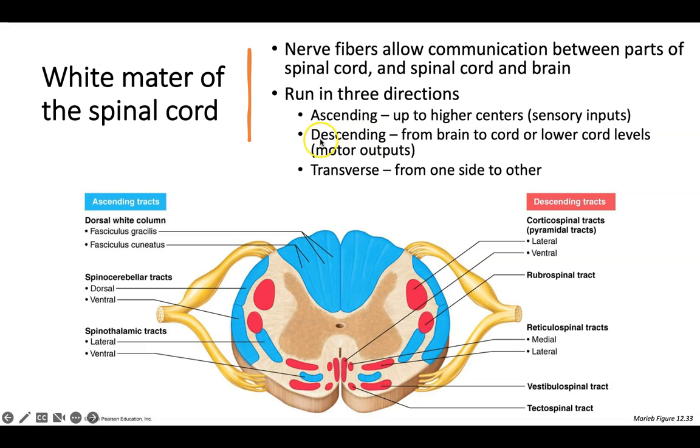That means that it is axons that are descending from the brain to the spinal cord or even to lower levels, so motor outputs. In blue, we see other spinal tracts, and these are ascending, so they're traveling from the periphery up to the brain. And then finally, there's also communication between the 2 sides of the spinal cord. This is transverse communication.